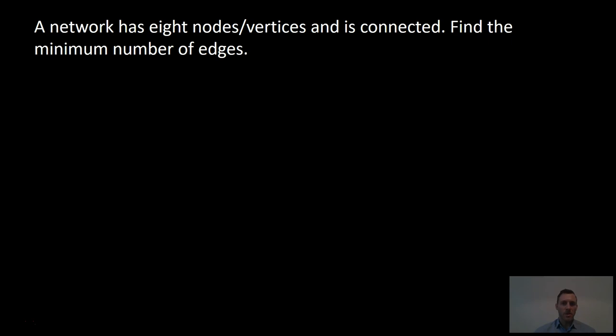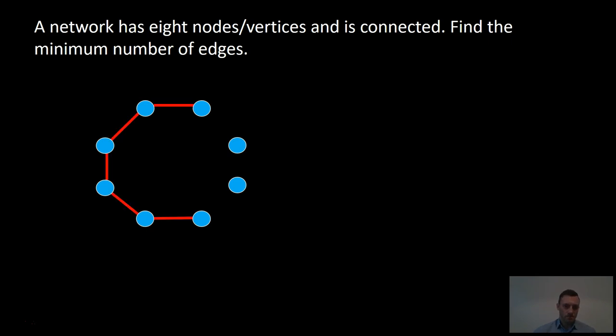Let's look at a problem. A network has 8 nodes and is connected. Find the minimum number of edges. Remember, in a connected network, it's possible to travel from every node to every other node by following the edges. Start by drawing the nodes. Sometimes we may have to rearrange them to find a solution. So we're drawing in our nodes. We need 8 nodes. Now we've drawn 8 nodes. Now we draw in our edges. And in our example here, we end up with 8 edges.